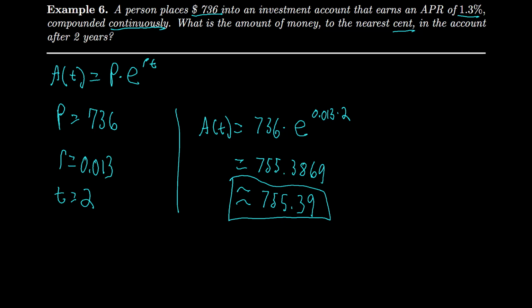So you start with $736. After 2 years, at 1.3% interest, compounded continuously, you will have $755.39. Now, if I asked you at the end of this, not how much is in the account, but how much have you earned after 2 years, you didn't earn $755. You started with $736 already in there. How much did you earn? And I'm just going to go ahead and tack this on here so that I don't sidetrack you. But the amount earned is, of course, the amount at the end, minus the amount that you started with.